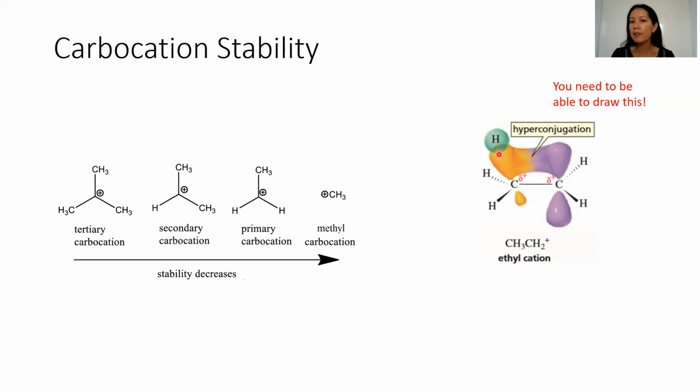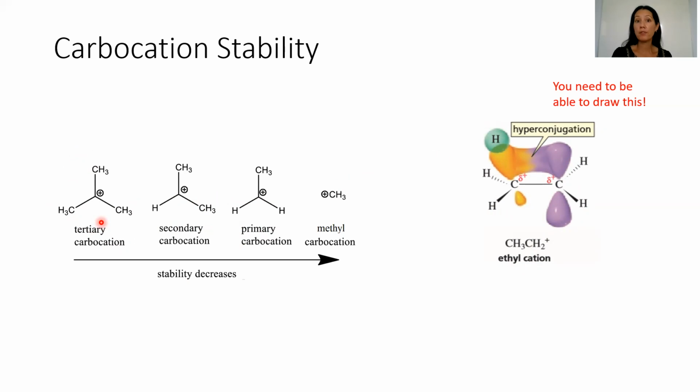So if it can share some of the electron density from the CH bond, remember a bond is made of 2 electrons, so there's 2 electrons here, it could donate in and stabilize. The more of these groups you have around to do hyperconjugation, as you go from primary to secondary to tertiary, the more stable you are.